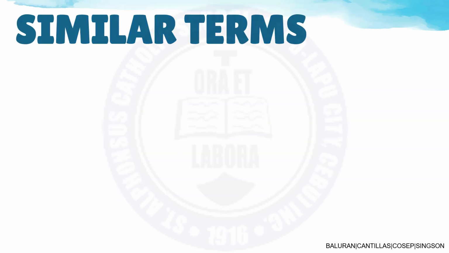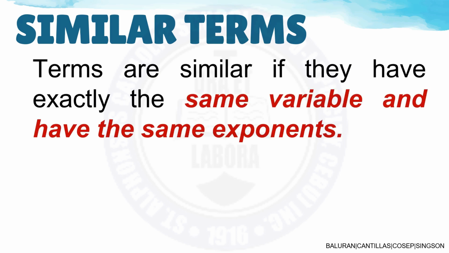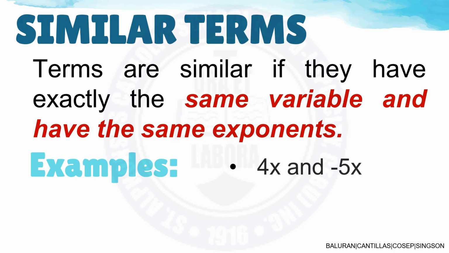When we say similar terms, they are similar if they have exactly the same variable and have the same exponents or the same literal coefficients. For example, if we have 4x and negative 5x, they are similar because they have the same variable, which is x, and its exponent is 1.